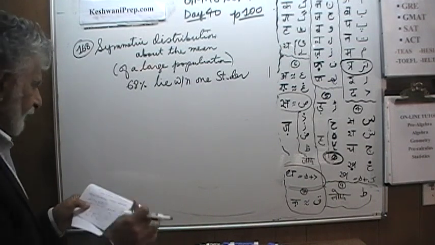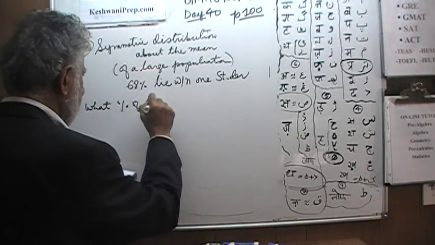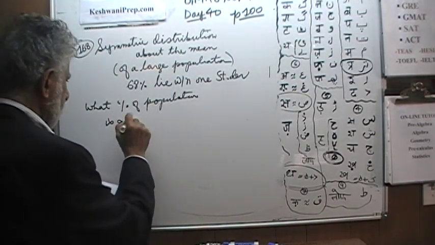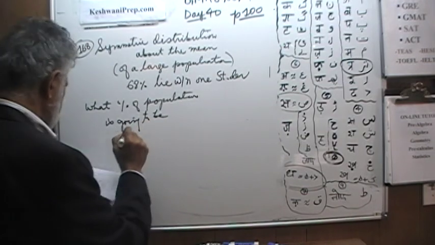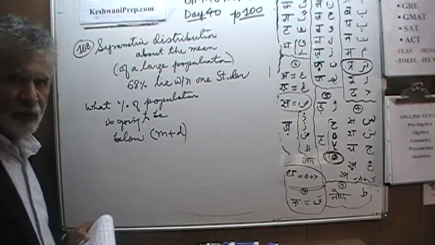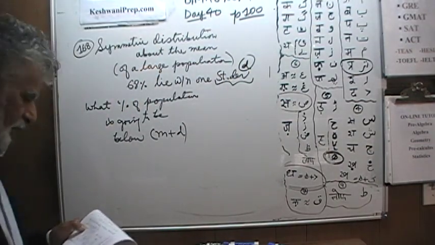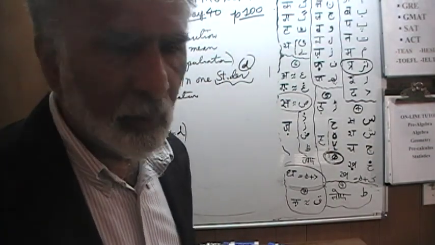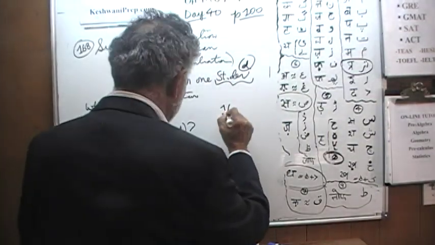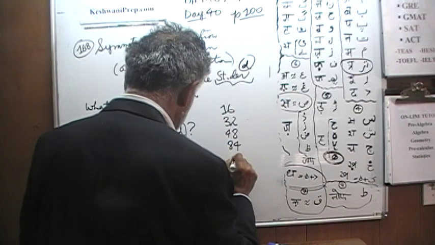Here's the question. The question simply is, what percentage of the population is going to be below this value, mean plus 1 standard deviation. Standard deviation is what I'm using, symbol D for standard deviation. The question is, what percent of the population is going to lie below this value, mean plus 1 standard deviation. And here are the answer choices: 16, 32, 48, 84, and 92.